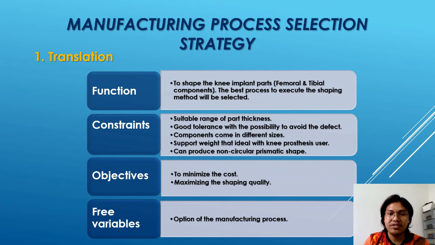The constraints involved are the suitable range of part thickness, the good tolerance with the possibility to avoid the defect, the components come in different size, the support weight that is ideal with the knee prosthesis user, and the production of non-circular prismatic shape. The objective has been set to minimize the cost and maximize the shaping quality. Finally, the free variables are based on the option of the manufacturing process.